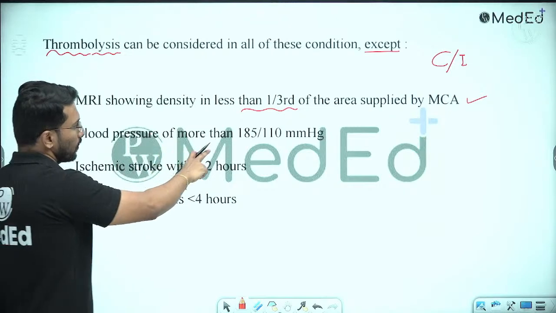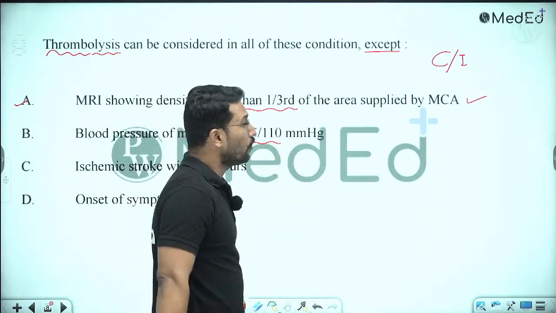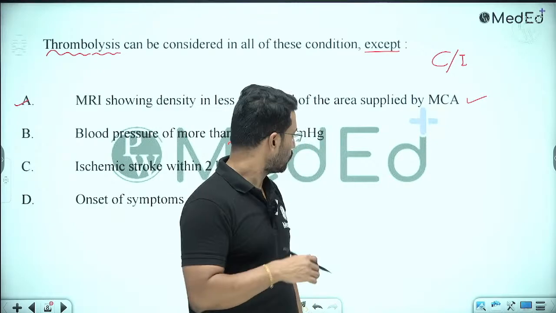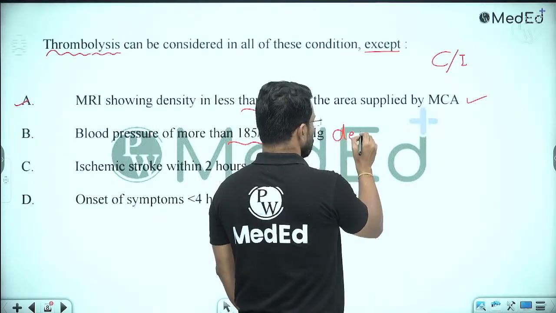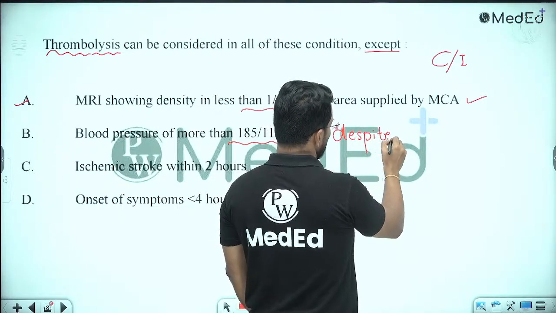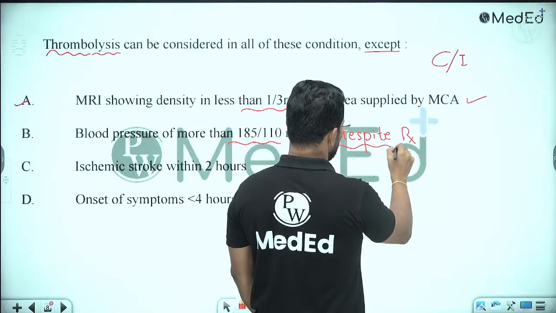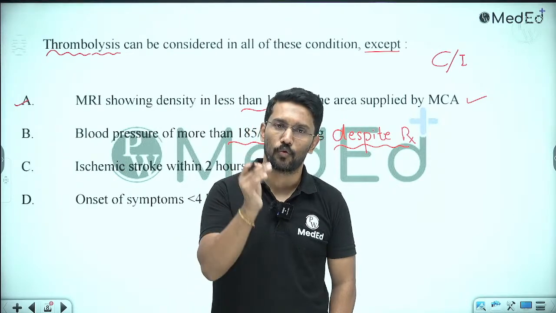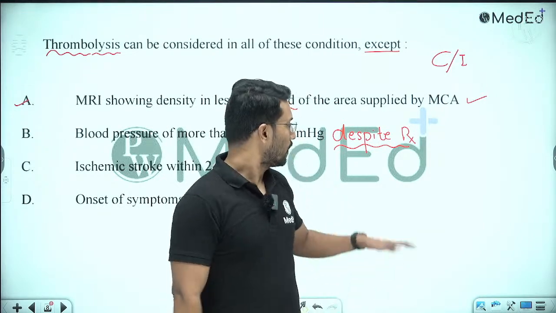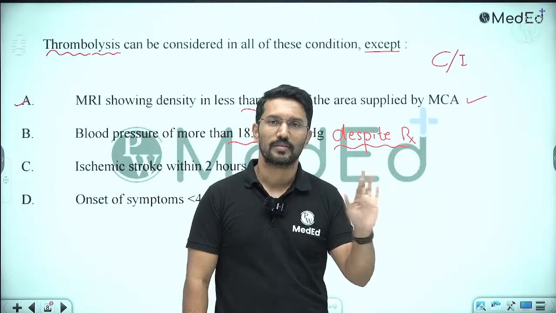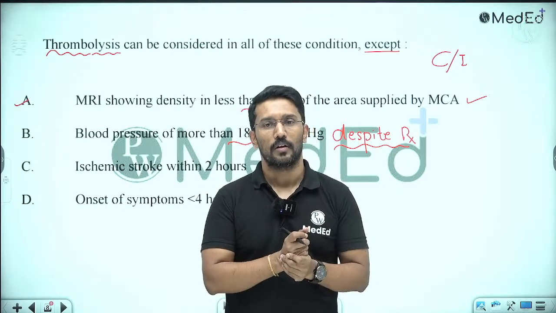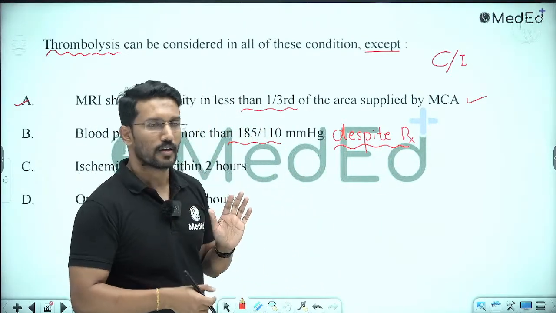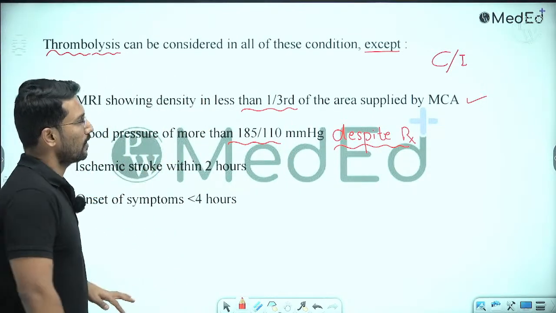Then blood pressure of more than 185 by 110 millimeters of mercury. We all know this number as a contraindication. When BP is more than 185 by 110 millimeters of mercury, it's a contraindication. To be more precise, it's a contraindication when we are not able to lower the blood pressure despite treatment. If you have sufficient time, the patient is well within the window period, you have sufficient time to lower the BP, you can take the patient for thrombolysis. If the patient presents after the window period, or if you're not able to lower the BP to a target less than 185 by 110 despite treatment within the window period, then it is a contraindication. I will still consider it as a contraindication.